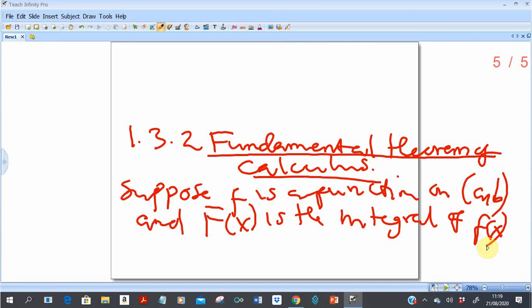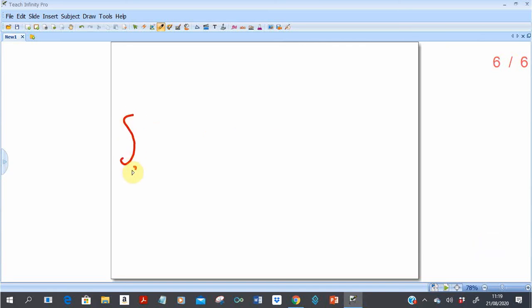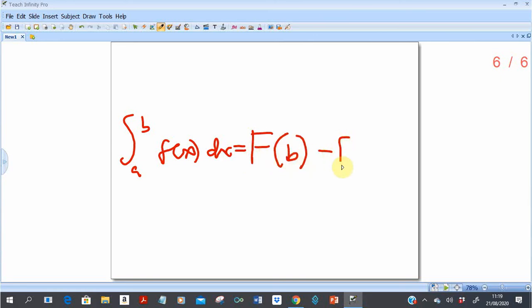Then the integral from a to b of the small f dx is just the integral replaced by b minus the integral replaced by a, which also just means F of x from a to b. Okay, and that's what we have been doing.